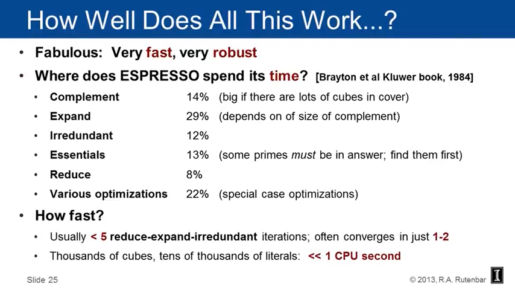How fast is this? Tremendously fast. Usually 5 reduce, expand, irredundant iterations. It often converges in just 1 or 2 iterations. You can do thousands of cubes. You can do tens of thousands of literals. You can do hundreds of variables, and you can do this in milliseconds, really, way, way less than a CPU second. So this is a really stupendously effective set of heuristics for doing this problem.